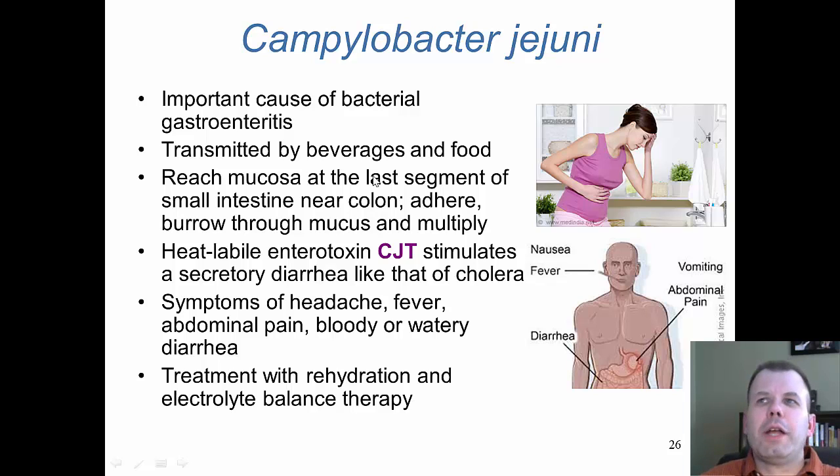Okay, so Campylobacter jejuni is an important cause of bacterial gastroenteritis. It's transmitted by beverages and food, and sometimes you'll hear about these outbreaks. It reaches the last segment of the small intestine near the colon, burrows through the mucus, and multiplies. There is a toxin that causes secretory diarrhea like cholera. Symptoms include headache, fever, and abdominal pain. Sometimes you get bloody or watery diarrhea because it's a little more invasive than cholera or the Vibrio in this case. Typically rehydration and electrolyte balance therapy is the key, and the person will normally pass this on their own.